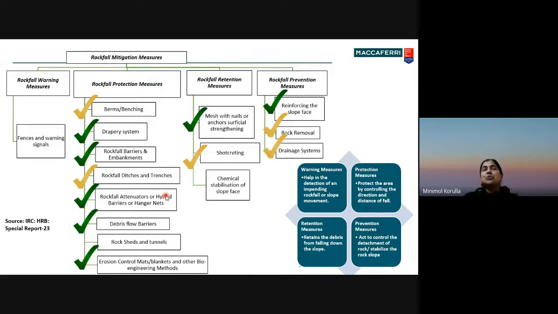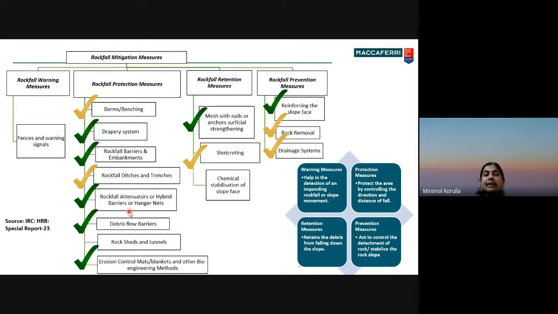So India, which was ignoring the rockfall mitigation measures, all of a sudden became very cautious because humans are losing their lives. That is a serious concern. So a codal formulation has come before that itself, that is Special Report 23, State of the Art Design and Construction of Rockfall Mitigation Measures. This is published by IRC Highway Research Board, New Delhi.